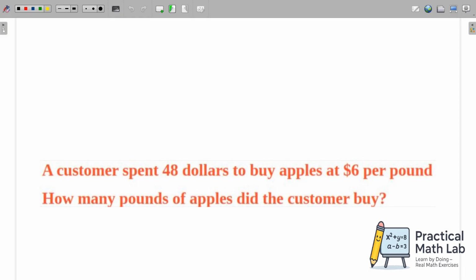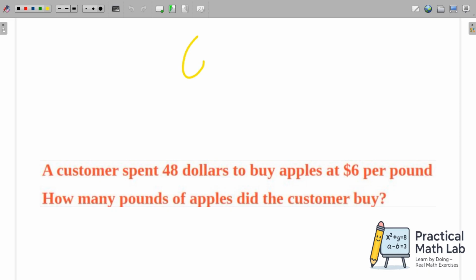A customer spends $48 to buy apples at $6 per pound. The pound, the unit of measurement, doesn't actually matter, but rather the values and the way of reasoning here. How many kilos of apples did the customer buy?